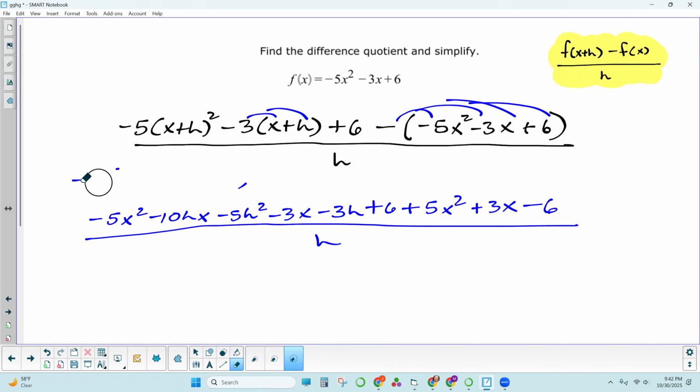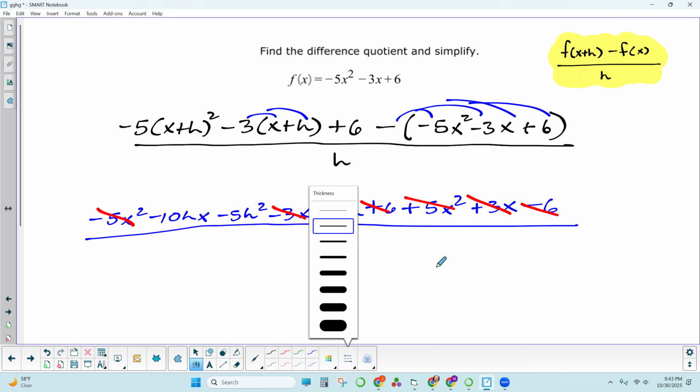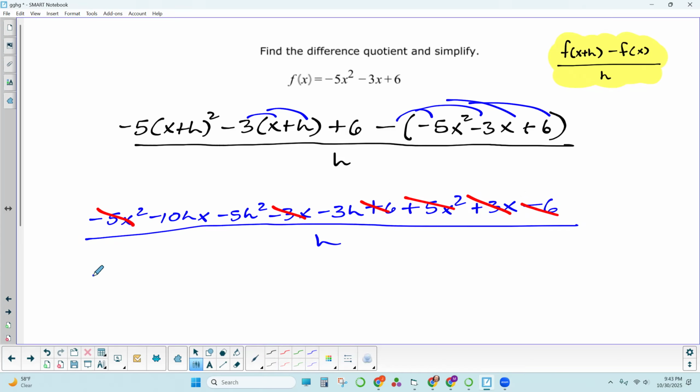We've got a lot to simplify up here on top, so I'm going to combine like terms and see if I can cancel some things. My x squareds cancel out. Negative 3x and 3x cancel. 6 and negative 6 cancel. What I'm left with is negative 5h squared minus 10hx minus 3h, all over h.